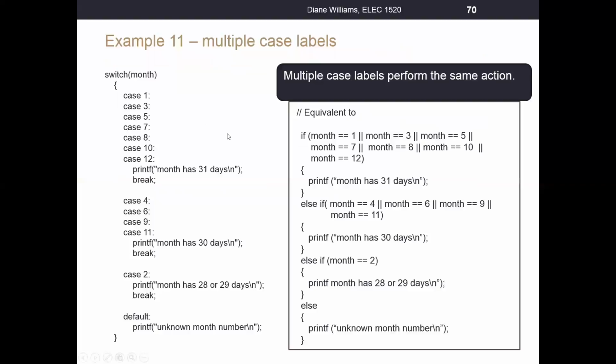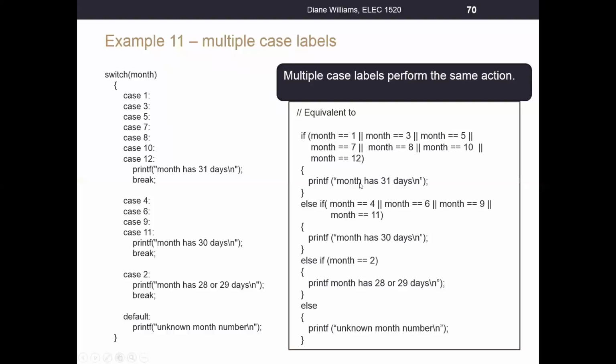So let's then go ahead and show an example where we can use multiple case labels to execute the same action. Remember our example where we wanted to print out the message of the number of days in the month? So we had this sort of if statement because we have several months, 7 of them, that have 31 days. So we have to check every single one of these. If month is equal to 1, go ahead and print this out. Or if month is equal to 3, go ahead and print this out.